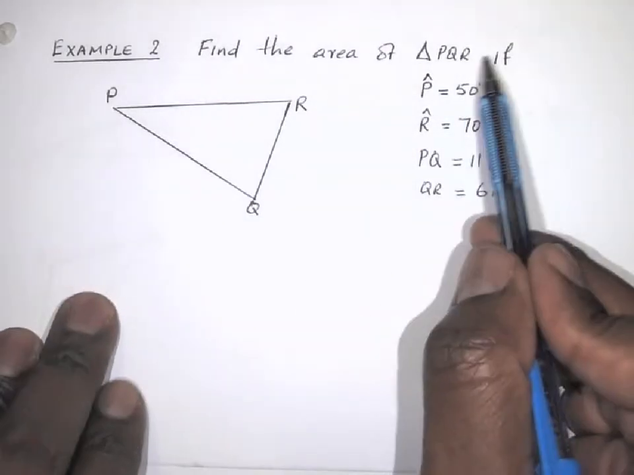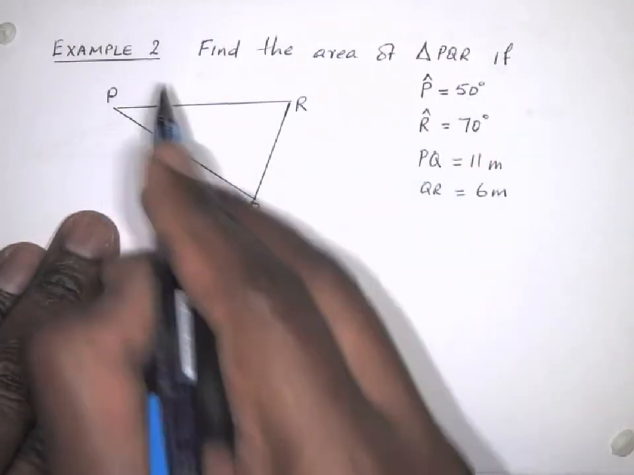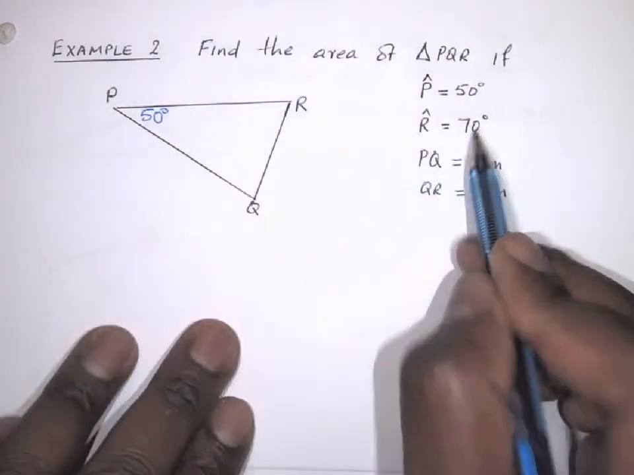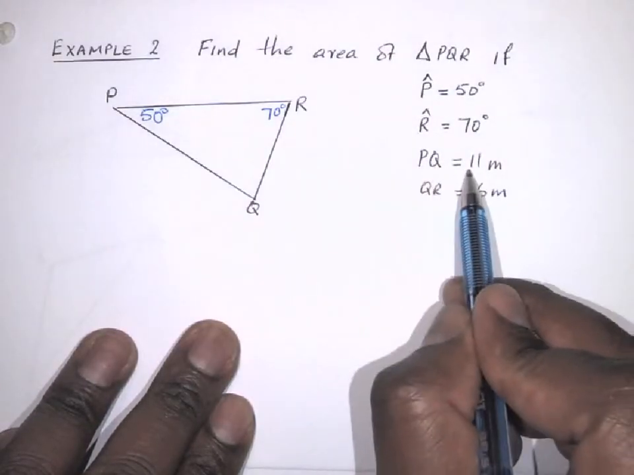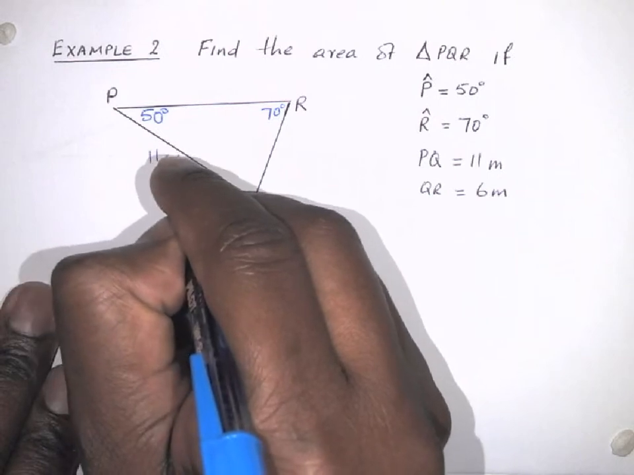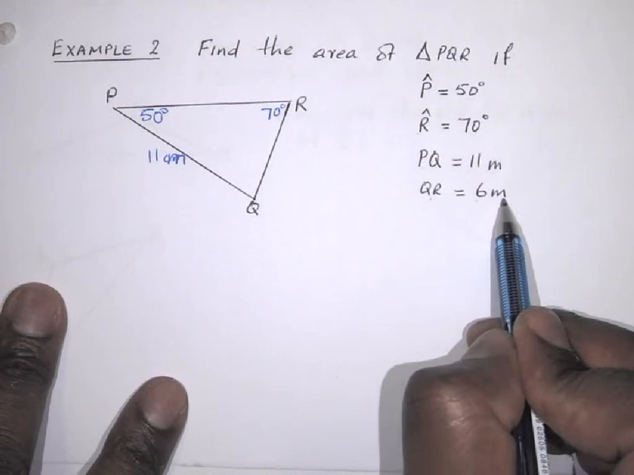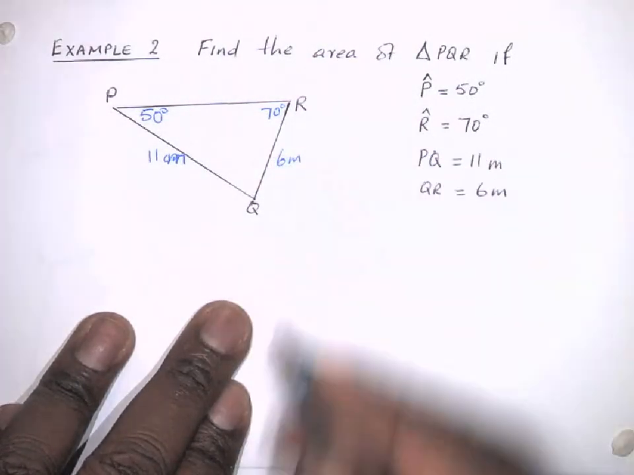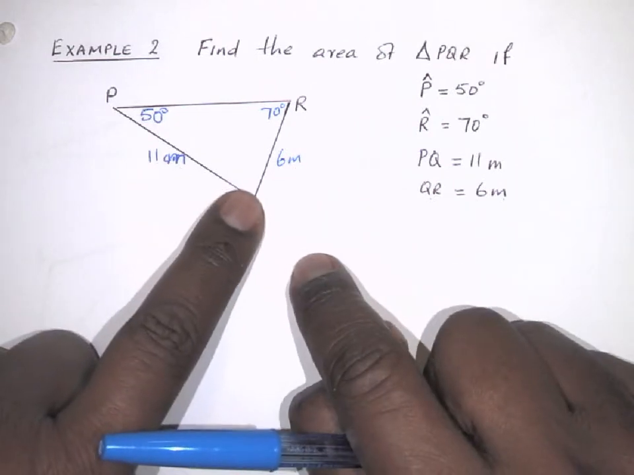Find the area of PQR. Angle P they give us is 50 degrees. Angle R is 70 degrees. Length PQ is 11 meters. And then QR is 6 meters. Now I've got these two lengths here, but the included angle is over there.